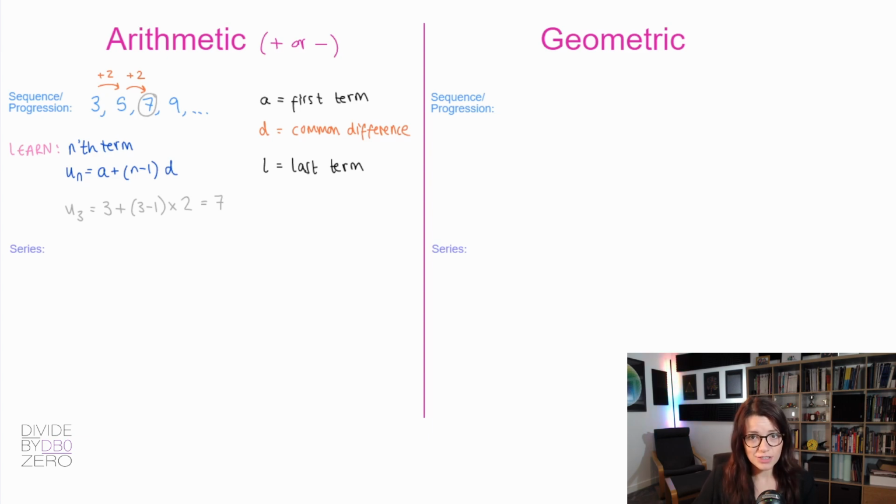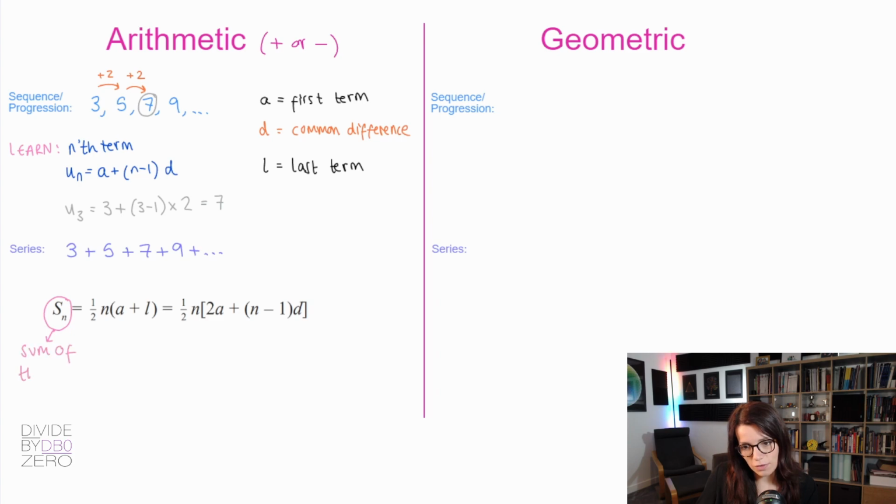A series is just the mathematical name for what you get if you add all the terms in the sequence together. So in this case, the series would be 3 plus 5 plus 7 plus 9, etc. Now in the formula book, we are given a formula for the sum of the first n terms in an arithmetic series, and it looks like this. This S_n stands for the sum of the first n terms. Again, this is given, so you don't need to memorize this one.